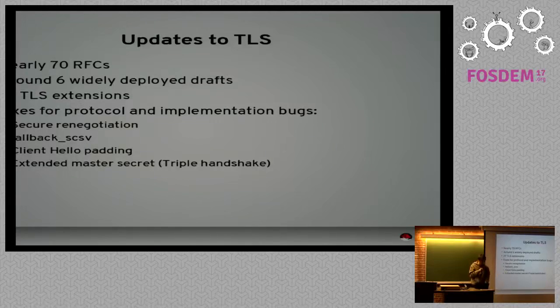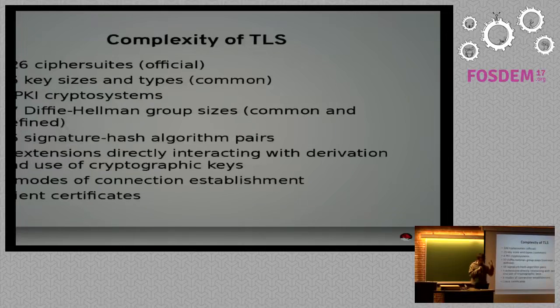We have something like 27 extensions, and there were a lot of fixes for protocol and implementation bugs, like for secure negotiation, for fallback SCSV, signaling cipher suite value, client hello padding, extended master secret, that's protection against triple handshake. That made the TLS very complex.